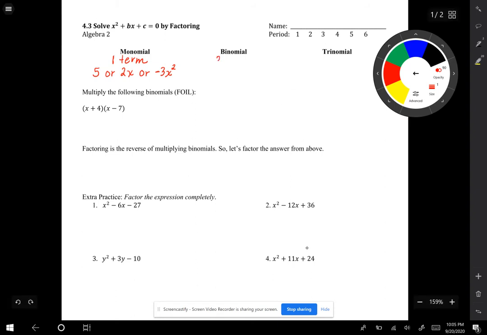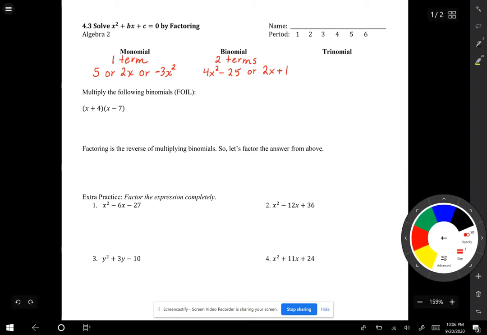The next one is binomial. A binomial expression has two terms, and they are separated by an addition or a subtraction sign. So an example would be 4x squared minus 25. Another example would be 2x plus 1. Notice in each of those expressions, the terms are separated by a plus or a minus sign.